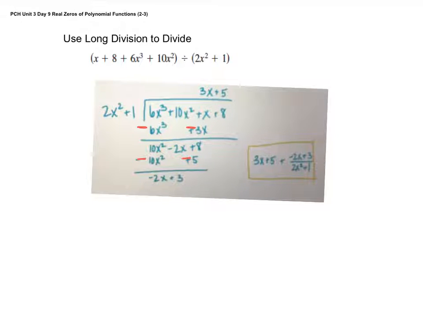So we have 3x plus 5 plus this remainder: negative 2x plus 3 all over 2x squared plus 1. Remember, the remainder goes on top of what you are dividing it by. All right? Good.